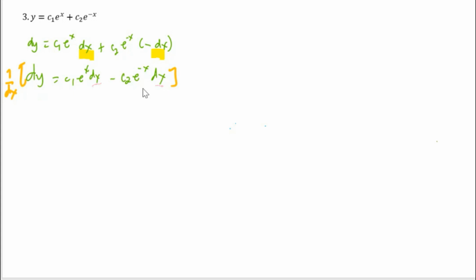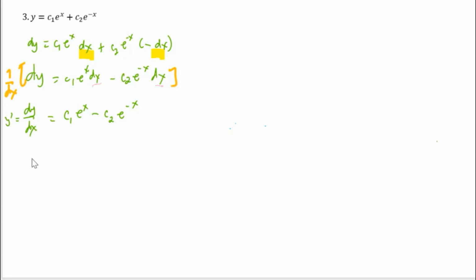So we need to divide by dx so that the left hand side becomes dy over dx, and we know that dy over dx is equal to the first derivative. Now let's multiply. So we have dy over dx is equal to c sub 1 of e raised to x minus c sub 2 of e raised to negative x. So this is our first derivative, or I can just write this one as y prime, or you can just leave that one as dy over dx.